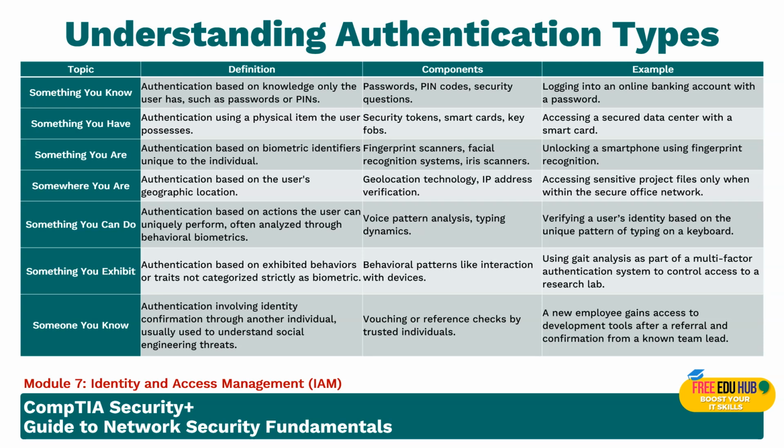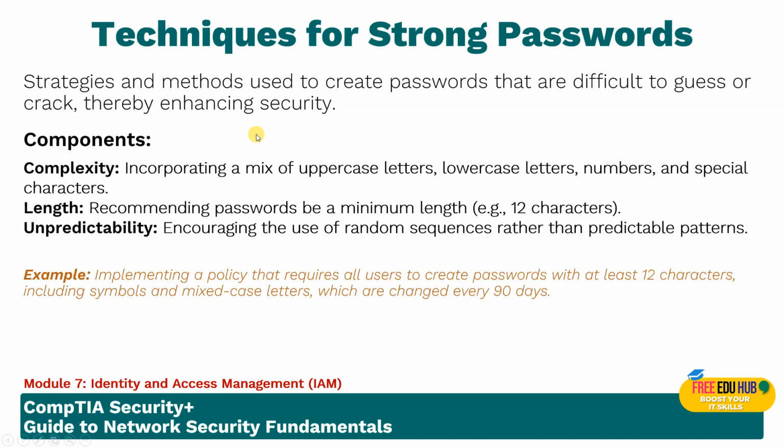Then we have someone you know. It's an authentication involving identity confirmation through another individual, usually used to understand social engineering threats, etc. For example, vouching or a reference check by trusted individuals. An example could be a new employee gaining access to the development tools after a referral and confirmation from the known team lead. Only then you'll be allowed to access those resources. So these are the topics which fall under the category of understanding authentication types. Then we have techniques for strong passwords.